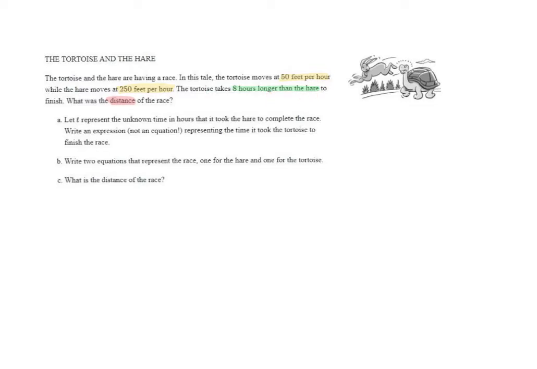Part A says, let T represent the unknown time in hours that it took the hare to complete the race. So this is actually T. And I know that the tortoise took 8 hours longer, so 8 hours more, which means my expression for the tortoise's time will be T plus 8.